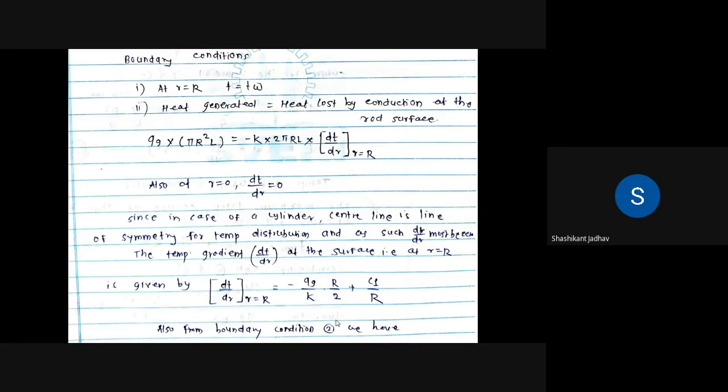Okay, so heat generated. So we have to take the cross sectional area, Qg into pi r square into L, and heat lost by conduction at the rod surface. So what is the area of that rod surface? That is 2 pi r into L, and change in temperature with respect to distance, that is dt by dr at rod surface. So therefore r is equal to capital R. So also at small r is equal to 0, then dt by dr is equal to 0.